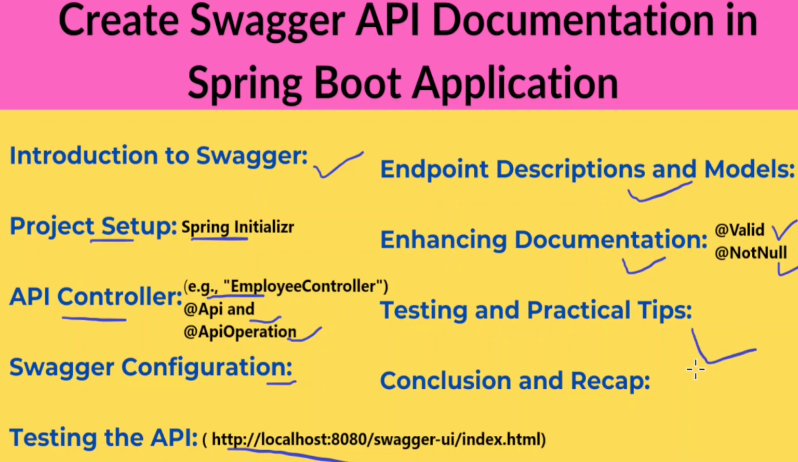Next is testing and practical tips. We will run through the practical implementations of the changes made to our API. This section will provide you with insights into how your enhancements will benefit your API development workflow. In our final section, we will summarize the key takeaways from this tutorial. You will have a comprehensive understanding of Swagger integration in Spring Boot and how it enhances API documentation and testing. Now, without further ado, let's dive into the world of Swagger in Spring Boot.